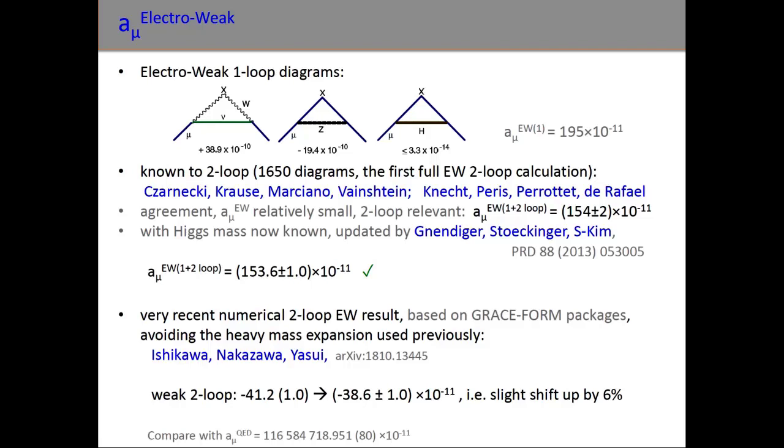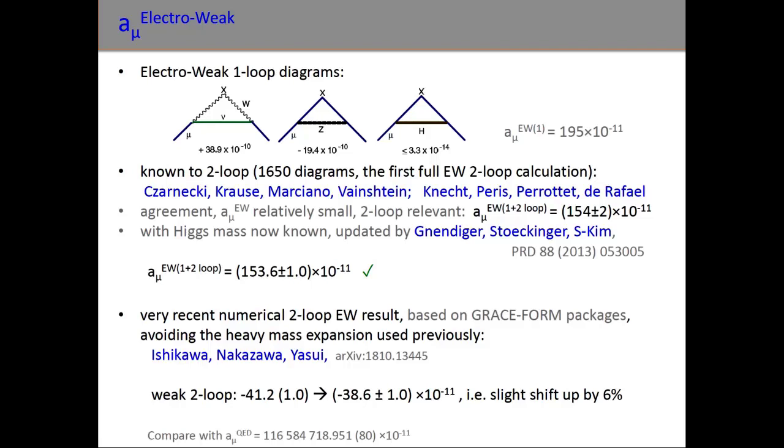And that was done some long time ago, not so long time, but long time ago, by Czarnecki, Krause, Marciano, Vainshtein, Knecht, Peris, Perrottet, and de Rafael, in different frameworks. And they sort of agreed to a number, and that was before the Higgs mass was known, so there was an uncertainty in the Higgs in here. At two loops, the Higgs enters in different ways and becomes important. And so later, Dominik Stöckinger and collaborators updated that number with the knowledge of the Higgs mass, and that's the value we are using now. That percentage-wise has a significant uncertainty, if you wish so, but in absolute terms, this is a small uncertainty. Later on, when we come to hadronic contributions, we will look at contributions in units of 10 to minus 10.